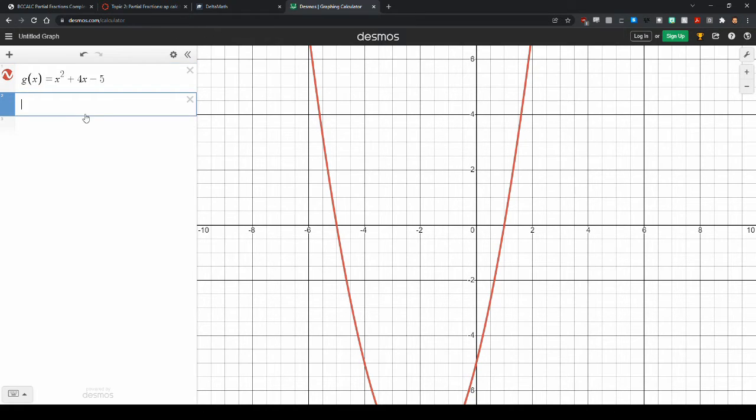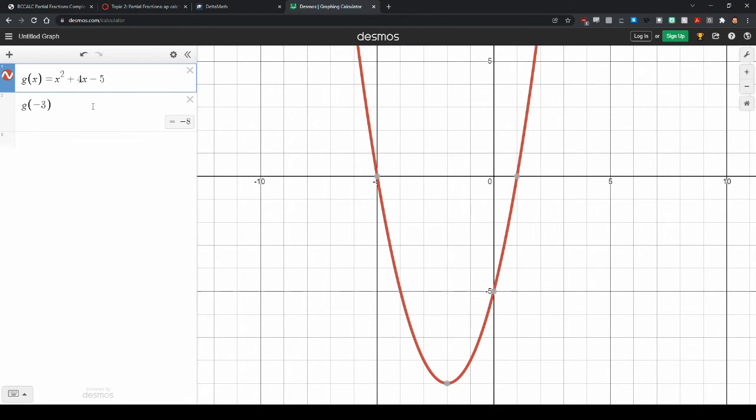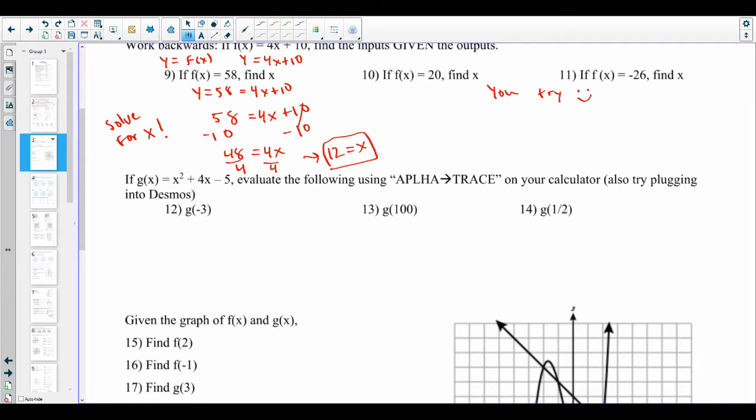Evaluate. So if we want to do it in Desmos, we can just type g, parentheses, and then whatever number, negative 3. Boom. And it spits it out for us right there. See that? It's kind of nice. You can also try g of 3, g of 100. Gives it to you right there. Not too shabby. I like Desmos for this.